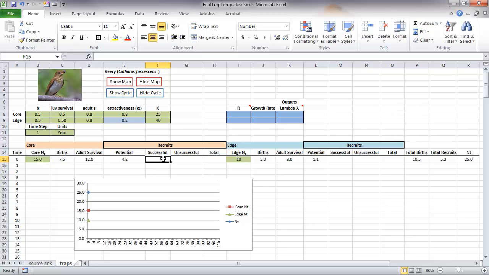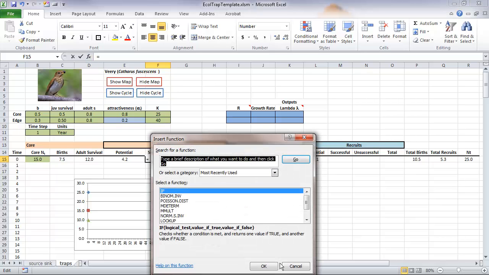Well, what kind of logic do we need? We know that the core has 25 breeding locations, and we also know that 12 of those will be taken by the current adults that will return next year. We know that 4.2 recruits want some spots, and so our equation that's going to be entered into cell F15 needs to consider the carrying capacity, the returning adults, as well as the potential adults. Let's give this a try.